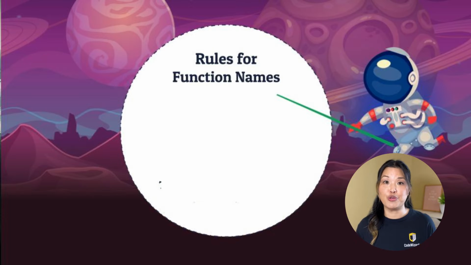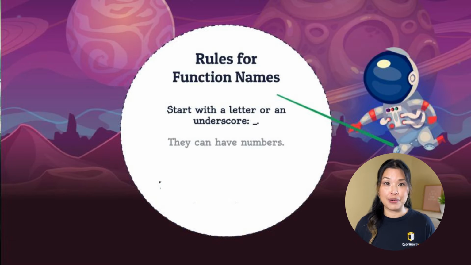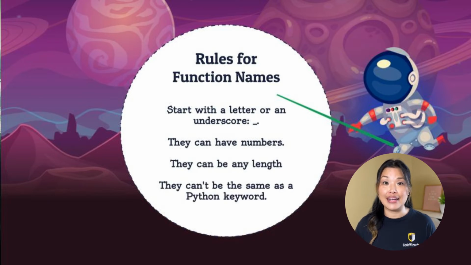There are some rules for how we're going to name our functions. First, we can start with a letter or an underscore. It can have numbers. It can be any length that we want, but it can't use any of the reserved Python keywords, all right? So there are some reserved keywords. If you want to find the full list, you can go ahead and Google it. I think there's about 33 reserved keywords that you can't use, but everything else is fair game and you can use that to define your function.